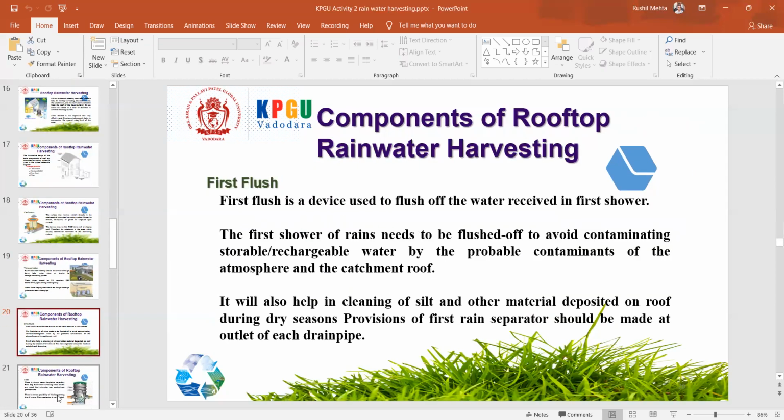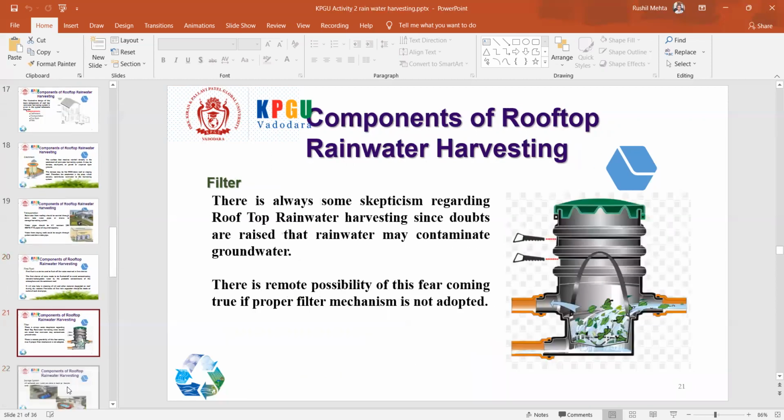Next is first flush. First flush means that when rainfall takes place, the very first rain will have many impurities, right? So it is not advisable to collect or store it. First flush is a device which is used to flush off the water received in the first shower. The first shower of rain needs to be flushed off to avoid contaminating storable or rechargeable water by probable contaminants of the atmosphere and catchment roof. So you have to allow that to drain off.